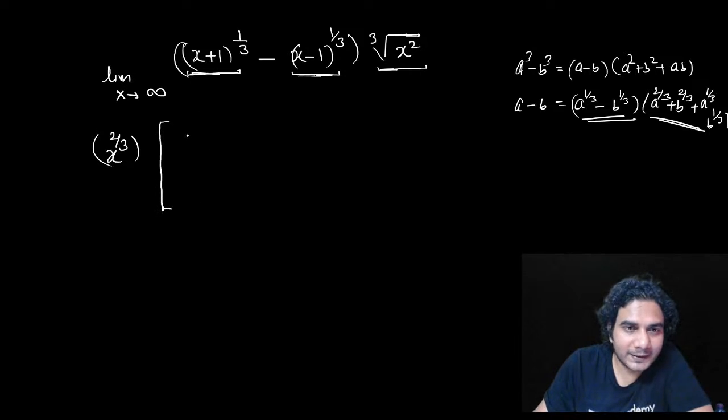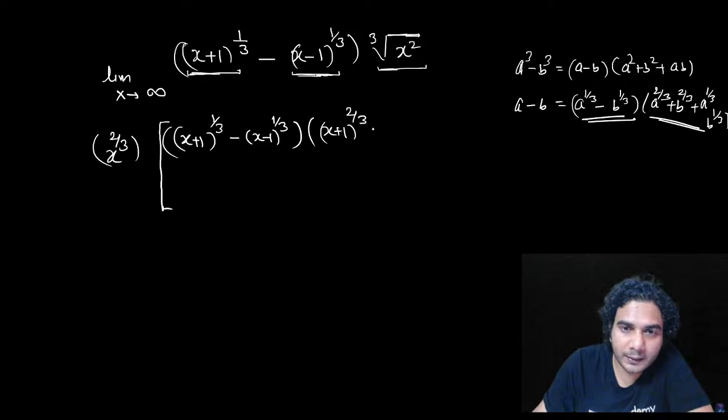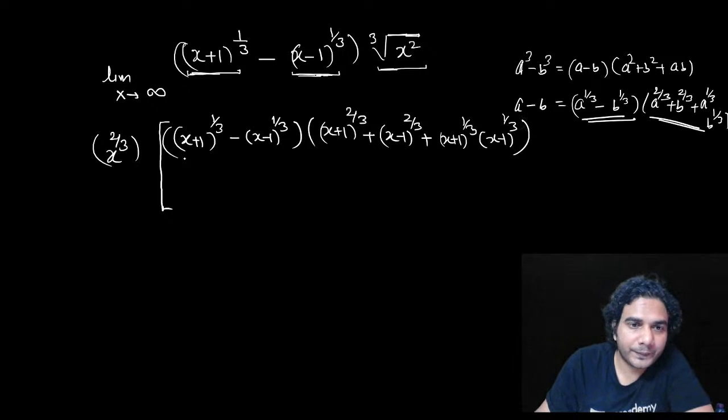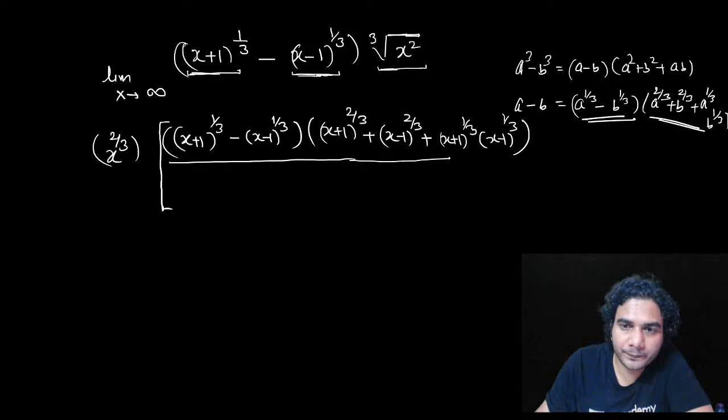Okay, so after rationalizing this, I'll get x, I'll write first, x plus 1 raised to 1 by 3. This is a raised to 1 by 3 minus, this is b raised to 1 by 3, all right. Now I'll multiply and divide it by a raised to 2 by 3 plus x minus 1 raised to 2 by 3 and plus x plus 1 raised to 1 by 3 into x minus 1 raised to 1 by 3, all right, like this, divided by. Have you done this, Raghav? Multiply and divide by the same expression.